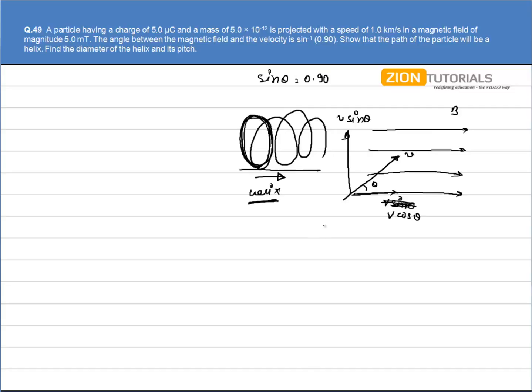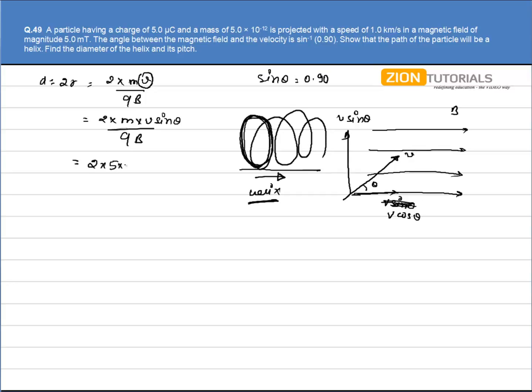Right? Now I have to calculate the diameter of the helix. Now diameter is given by 2 times r, and radius is given by mv by qB. Fine. Now velocity over here will be v sine of theta, because v cos theta is in the direction of magnetic field, so it will not contribute anything to the radius of the motion. So it will be 2 times m v sine of theta by qB. Right. So just substitute all the values.